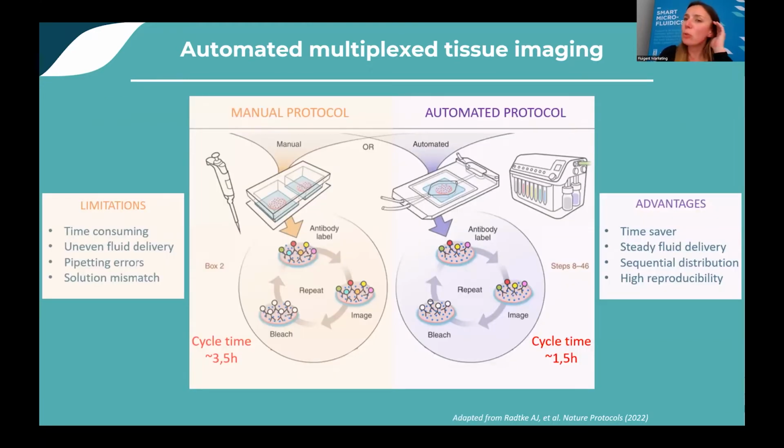So to conclude, the automation power of ARIA here clearly benefits their protocol. They have compared the manual approach and the automated approach, and it's a gain of time of 2 hours per cycle, so it's quite a lot. And also it provides high reproducibility by delivering the fluid in a steady and sequential manner, which minimizes the pipetting errors and even the solution mismatch.